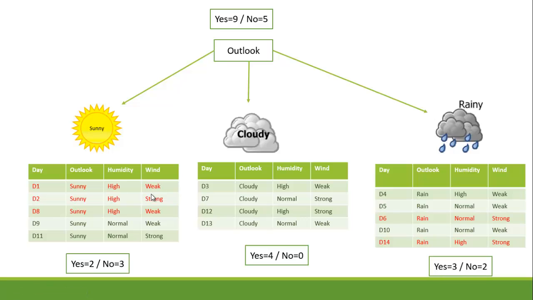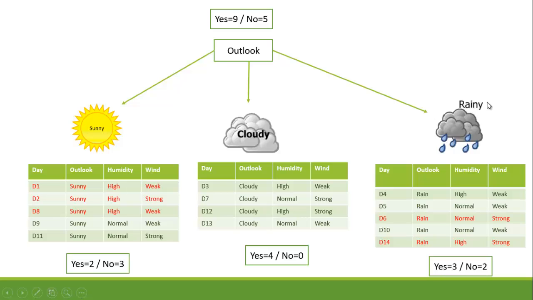So here we have the outlook. We have three different outlooks, and when it was sunny, John played for 3 days, as we see in the red color, and he didn't play for 2 days. When the weather was cloudy, he played for all 4 days.